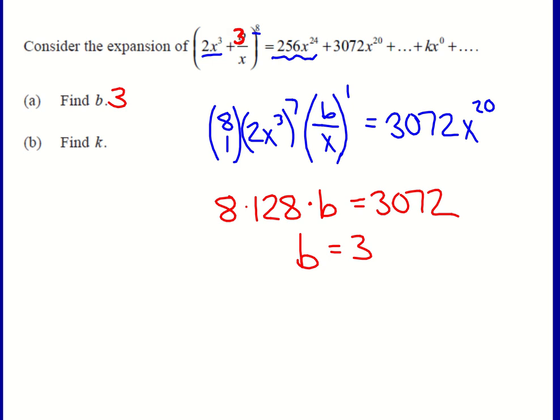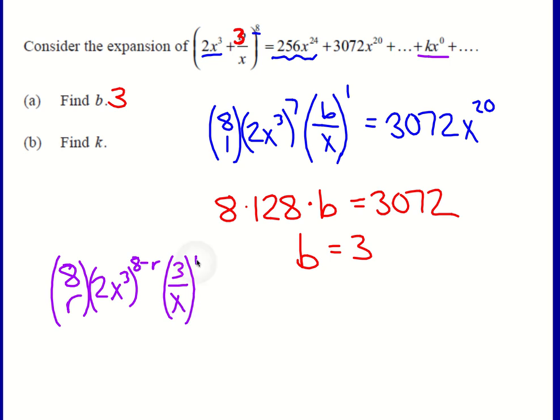For the second component of this problem, part B, it says to find k. Well, k is just the coefficient of the constant term, which we just did an example of. So we know that we can do that by setting up our general term formula and then figuring out what r would have to be so that all of the x's are canceling out. So I'm going to go ahead and set that up. That would be 8 choose r times 2x cubed to the 8 minus r power times 3 over x to the r power. And you can eyeball it and do it by inspection if you want, but I'm going to go ahead and extract the x's from that and figure this out algebraically.